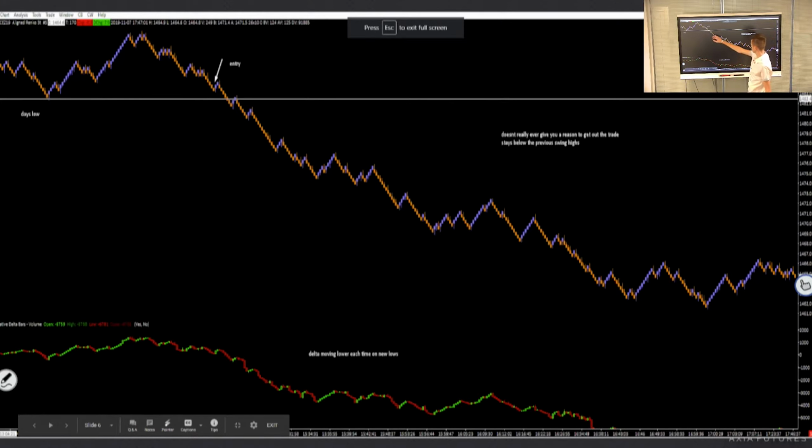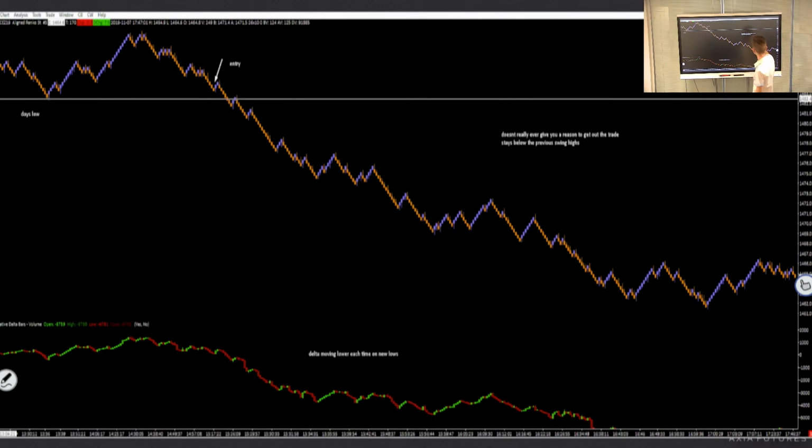So I'm managing to hold all the way to the 60s area, which is when it gets a bit choppy in here. But there's not necessarily any reason for me to get out. The delta's all good. These are the other things you can do to keep yourself in when you have these big directional moves.